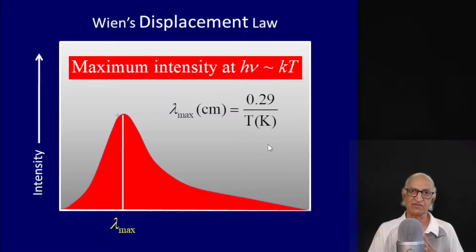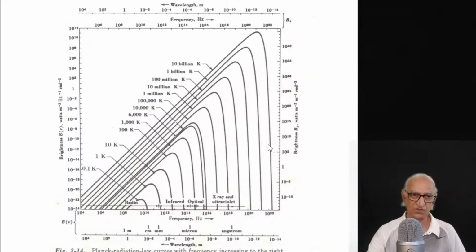On the other hand, if the temperature of the body is extremely large, then the wavelength at which the maximum occurs will be at small wavelength, and the frequency at which the maximum will occur will be at very large frequency. So here is an example. What I have plotted is the brightness, or the specific intensity, as a function of frequency increasing from left to right of various black bodies ranging in temperature from 0.1 Kelvin, 1 Kelvin, 10 Kelvin, 100 Kelvin, all the way up to 10 billion Kelvin.